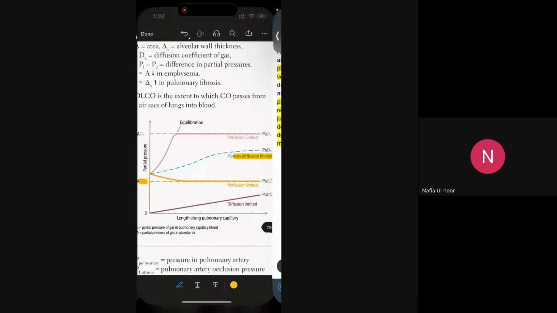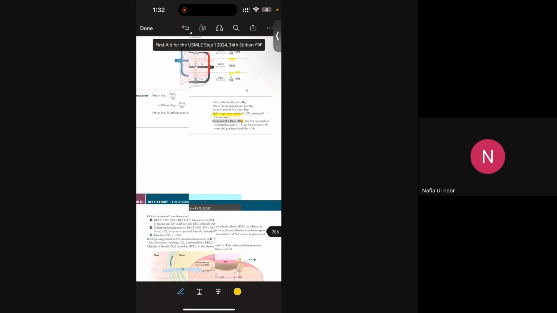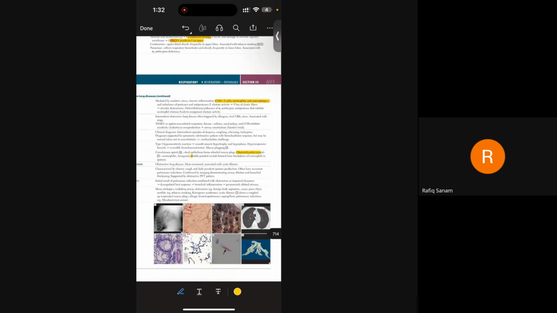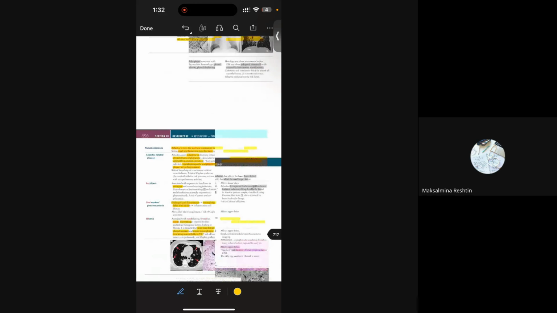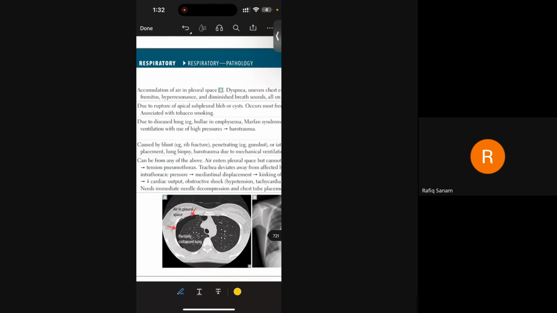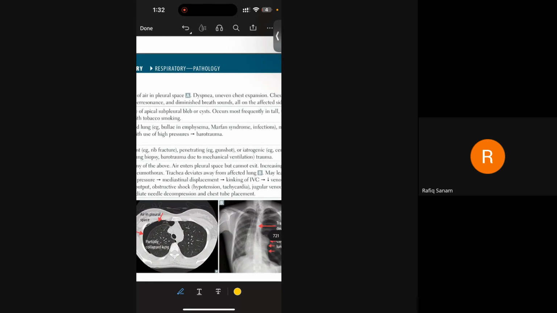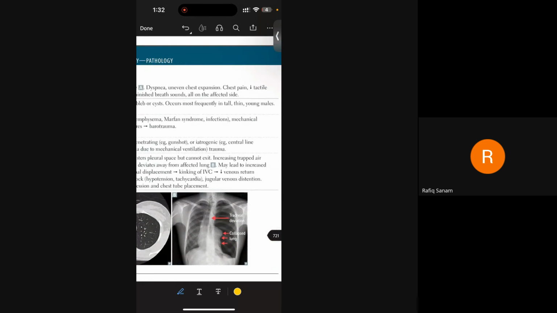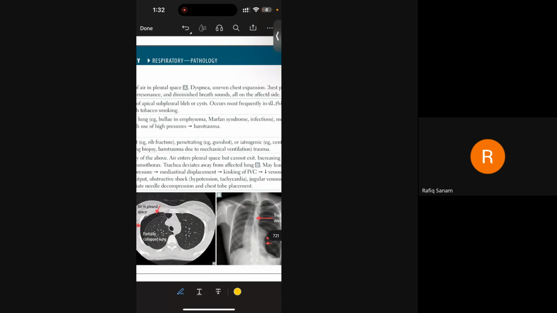What is the diagnosis here? Pneumothorax. What type of pneumothorax? Tension pneumothorax. Air enters the space but cannot exit. Increased pressure causes the trachea to deviate away from the affected lung.